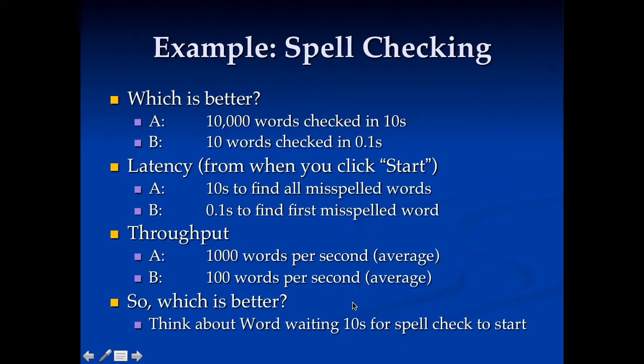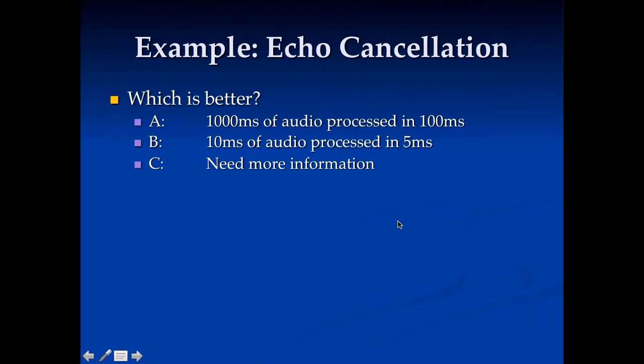Let's take a look at another example. This is echo cancellation. So echo cancellation is something you've all experienced if you're using Skype. It's when it tries to get rid of the echoes on the other end if people aren't wearing headphones. So which one of these is better? A system that can process 1,000 milliseconds of audio in 100 milliseconds, or a system that can process 10 milliseconds of audio in 5 milliseconds, or if you need more information.